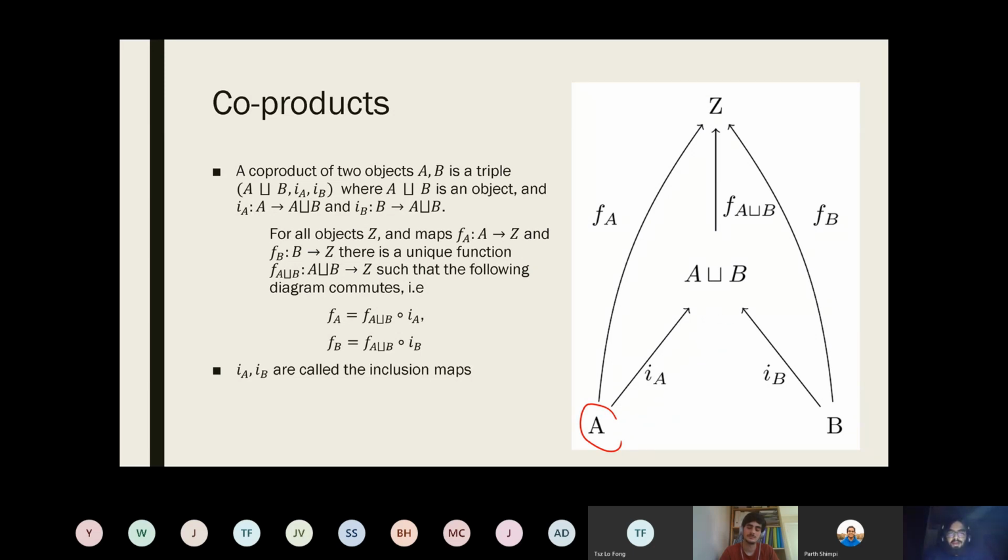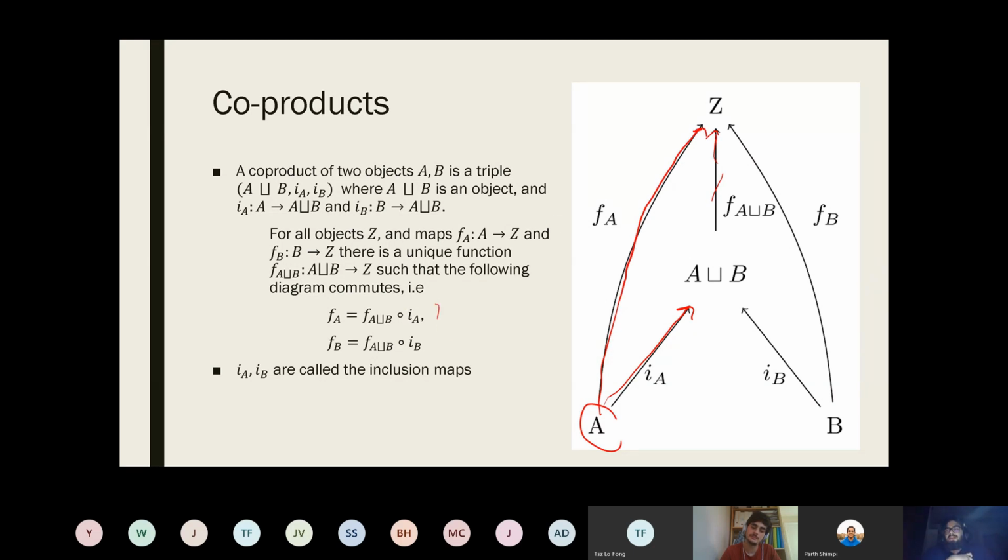And the property it has is for all objects Z and maps now from the other direction, F_A from A to Z and F_B from B to Z, there's a unique function F sub coproduct of A and B from the coproduct to Z, such that this diagram commutes. That just means that if you consider the inclusion of A in the coproduct and then you do your map, then you get your original map that you cared about back.